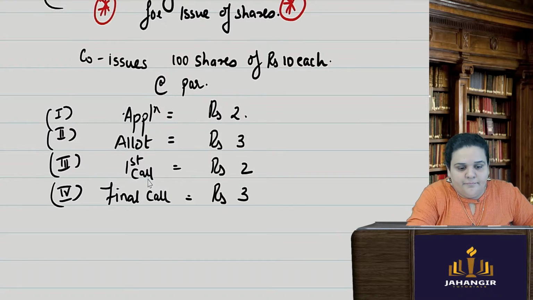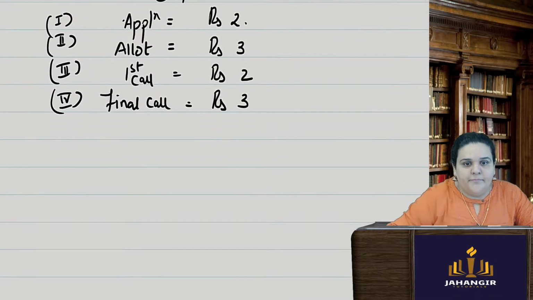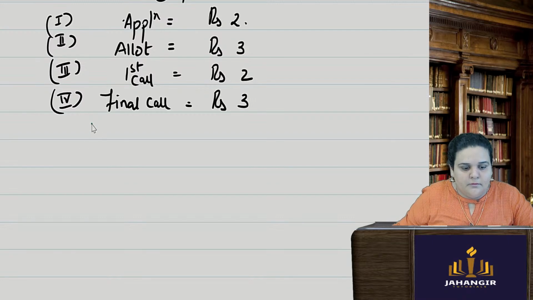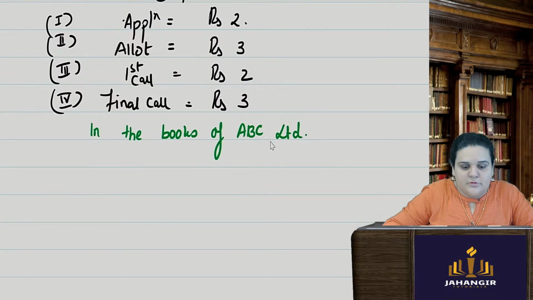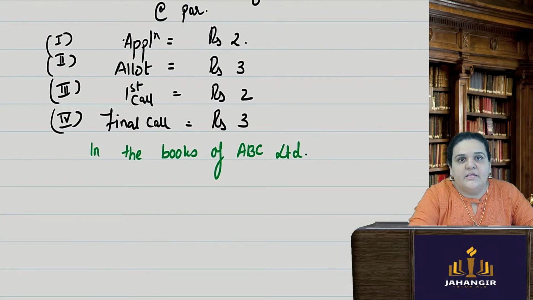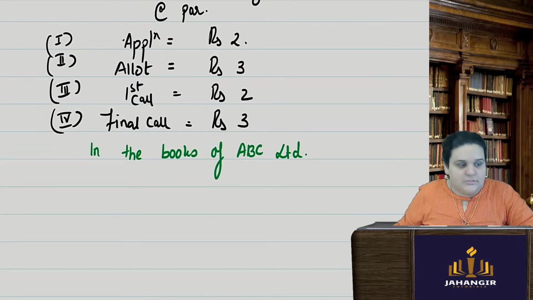So say in the books of ABC Limited, I'm going to solve the sum. So I'm starting with the application stage. First one, application stage. For the application stage, I will start with the receipt entry.